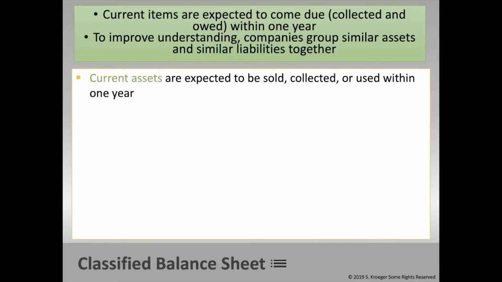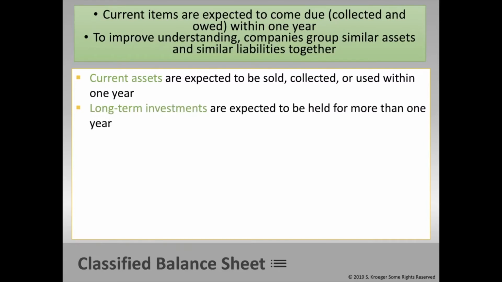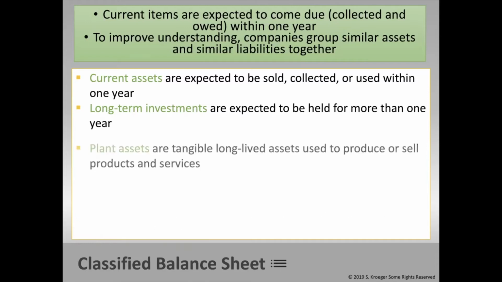The first is current assets. These are assets that are expected to be sold, collected, or used within 1 year. These are our most liquid assets. It includes cash, supplies, inventory, and prepaid expenses, to name a few. When deciding if an asset is current, ask yourself if it will turn to cash or be used in full within the year. The next subcategory is long-term investments. These are expected to be held for more than 1 year. This can include stock and bond investments.